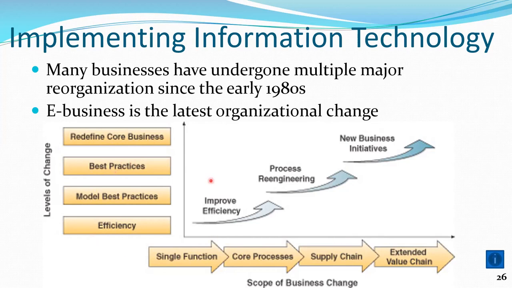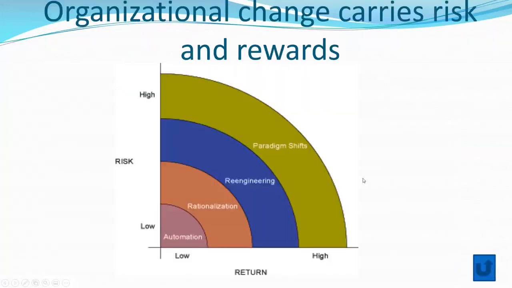So here, this diagram explains the way that e-business, or the latest organizational changes, happen with the support of technology. And I would like to show you another diagram where you can clearly understand the information system implementation and the risk involved with that implementation or change. This is another diagram where you can see the organizational change and the risk and the reward. So here the y-axis is the risk, the x-axis is the return.